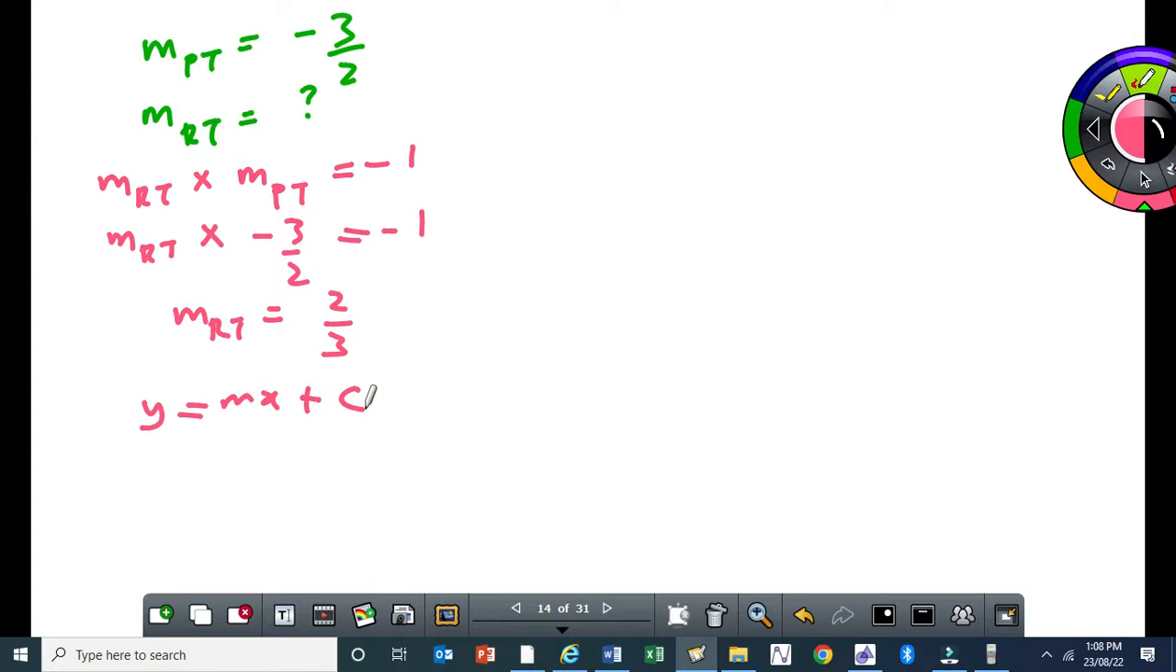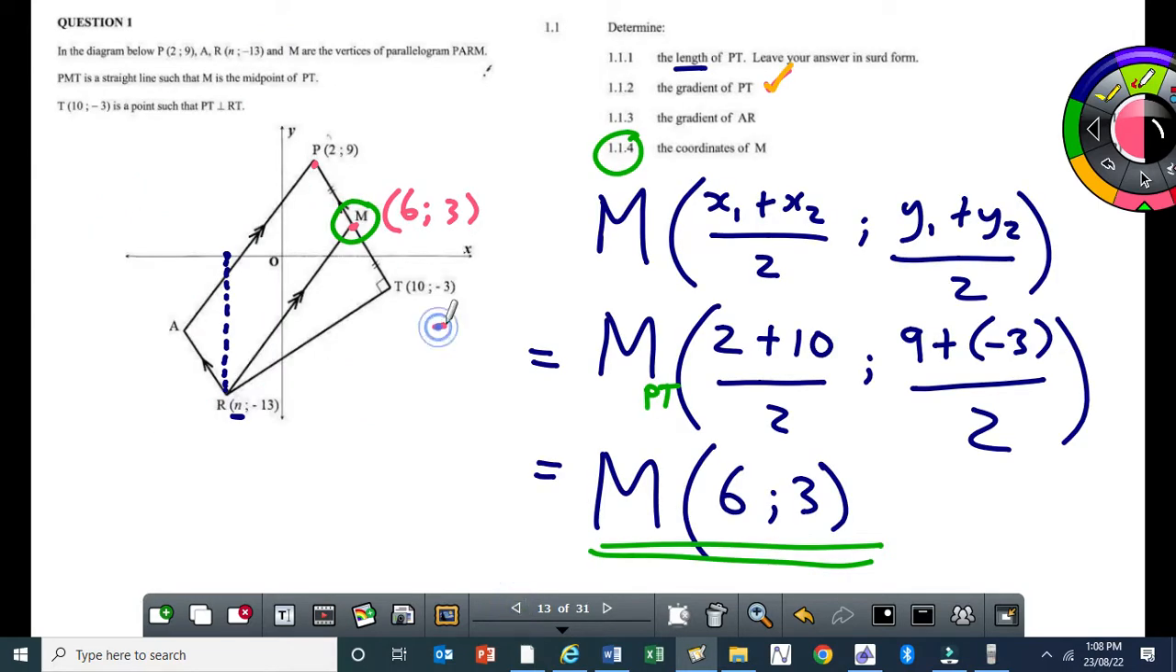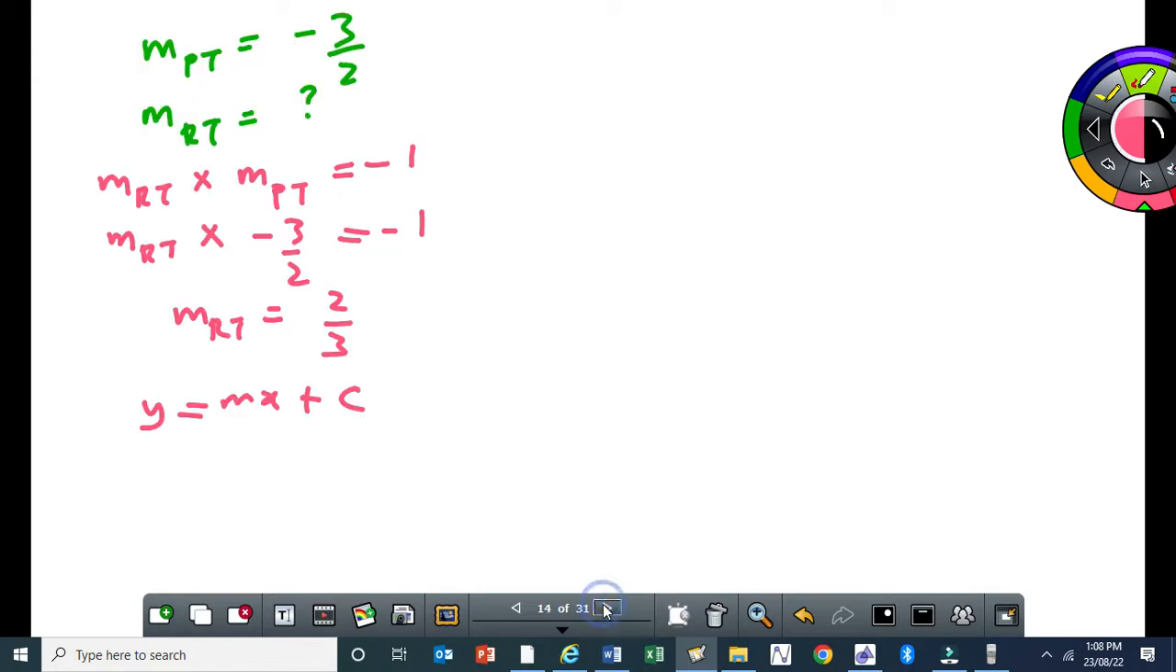Pay attention. So where there is y here, we will substitute that -3. Where there is x, we put that +10. So I'll put -3 here. Where there is m, we put 2/3. Let's calculate the y-intercept. This is method 2, by the way. I've shown you method 1. So I'm doing method 2. So this will be -3 equal to 20/3 plus c.